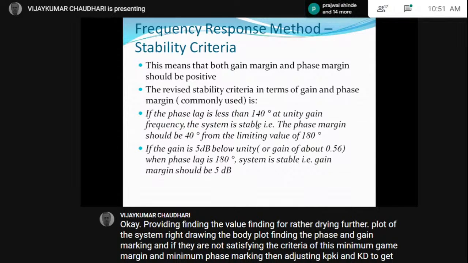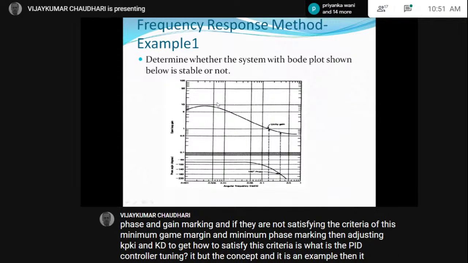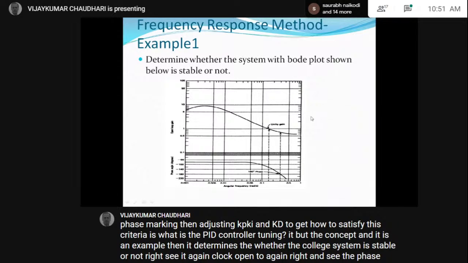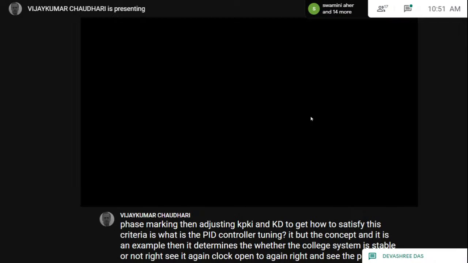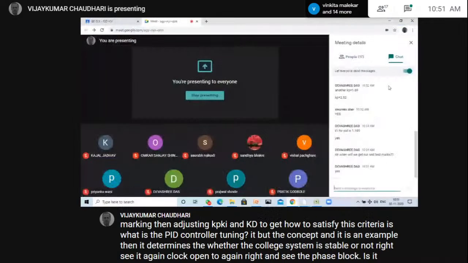Okay, but the concept then? Here is an example. Okay, determine whether the following system is stable or not. Right? See the gain plot, the open loop gain, right? And see the phase plot. Is it visible to you? Can you clearly see this? Let me know the answer. Is it visible clearly or not?